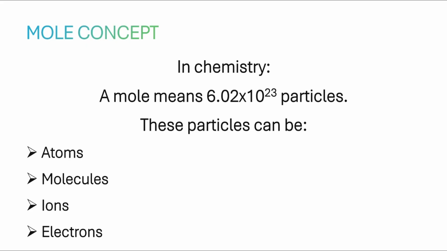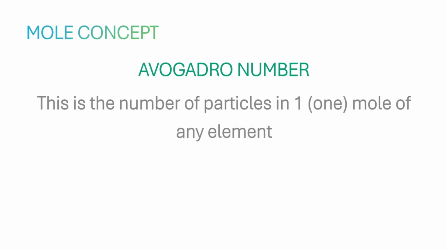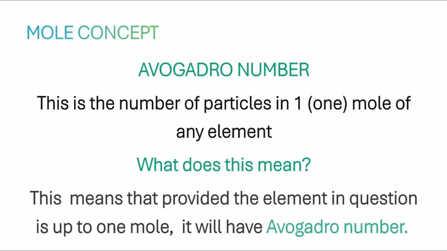So let's talk about Avogadro's number, which is the number of particles in 1 mole of any element. Recall, these particles can be atoms, molecules, ions, or even electrons. So by definition, provided that the element, ion, electron, or molecule is up to 1 mole, it will contain Avogadro's number or constant, which has a value of 6.02 times 10 raised to the power 23 particles. Okay, let's buttress that point.